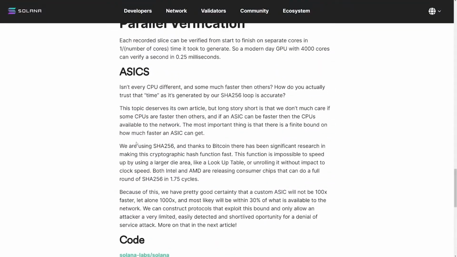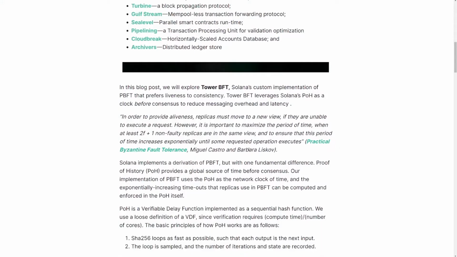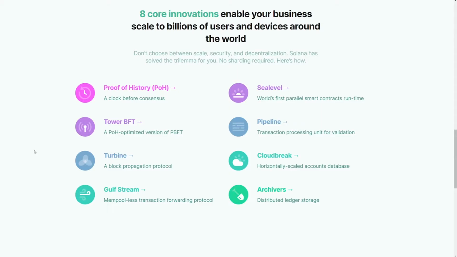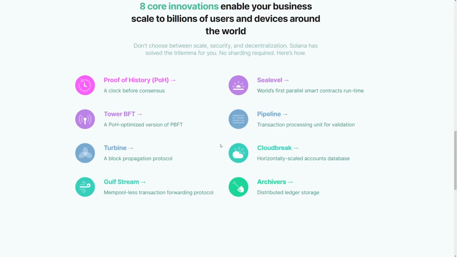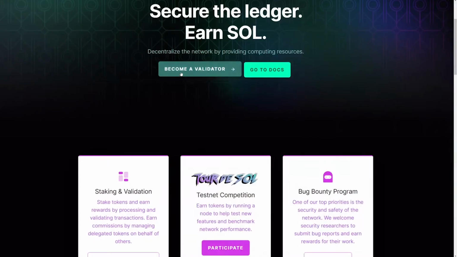And it is all explained in this article, so you can check it out yourself if you are more interested and are more advanced. Then they also have this Tower BFT, which is a proof of history optimized version of the PBFT, which is the practical Byzantine fault tolerance, which I think I mentioned in the Algorand overview video. However, they have this faster version of this PBFT implemented, and few other interesting features which enable these fast transaction scalability and decentralization.